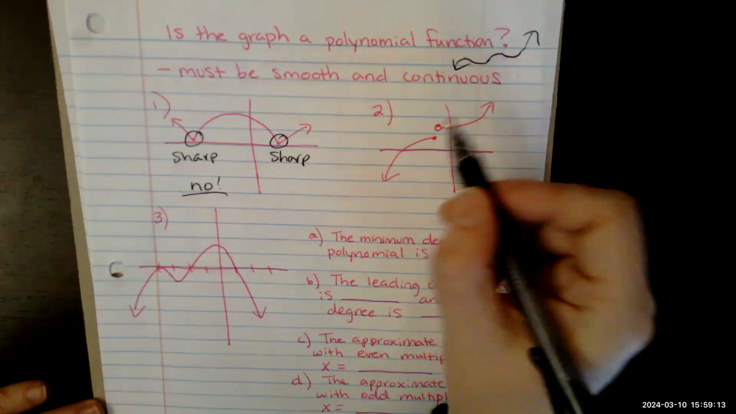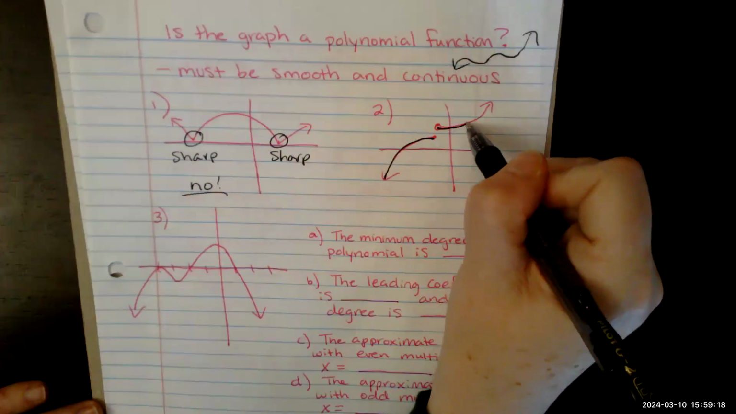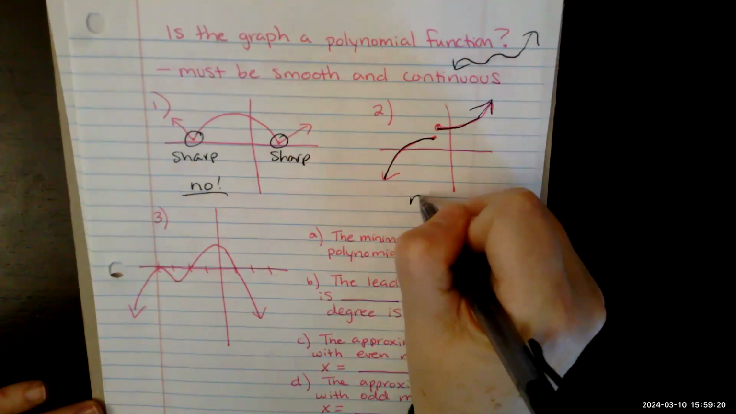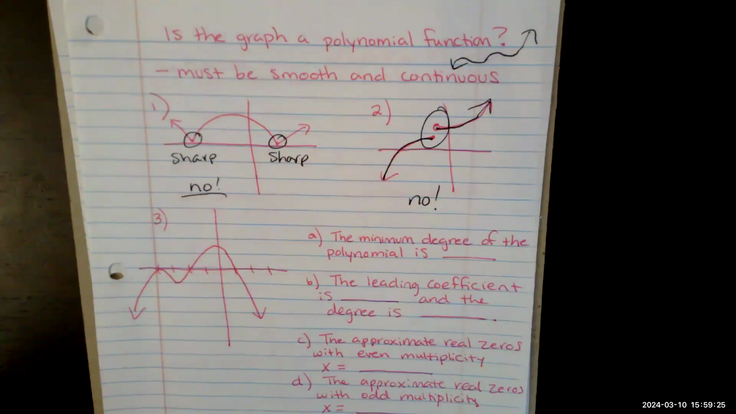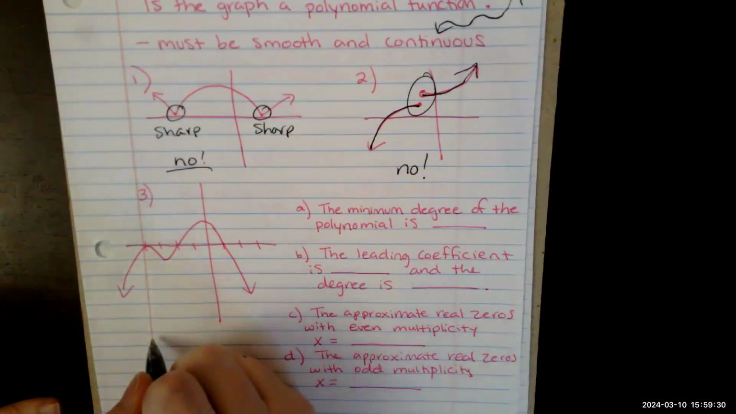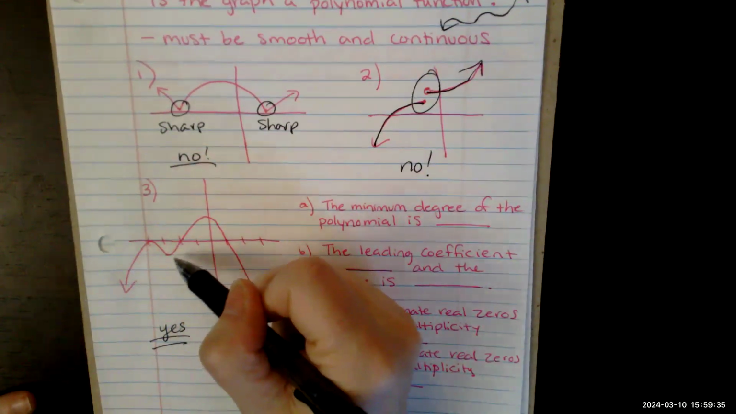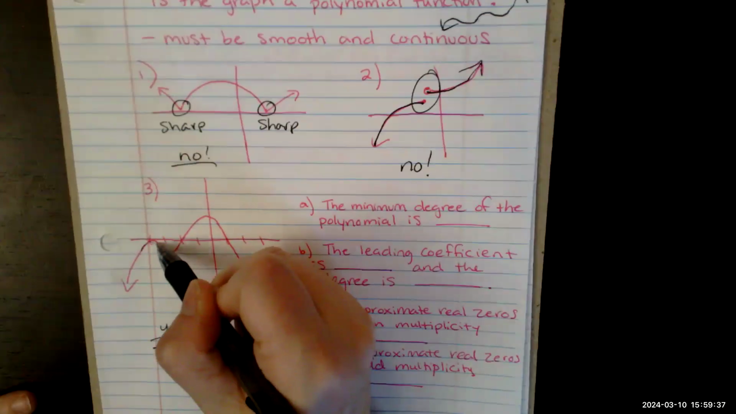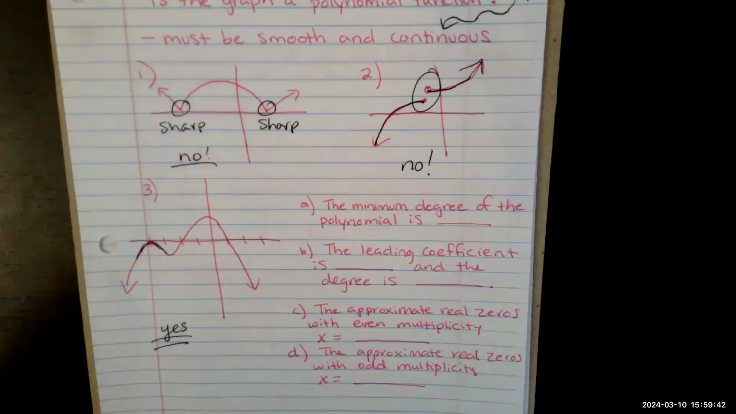This one has no sharp points, but do you see that it's not continuous because I would have to pick up my pencil in the middle? So this one is also a no because of this. So 3 is the only one of these so far that is a yes. It is a polynomial function because it's smooth, because this is not a sharp point, it's just a rounded edge, and it's continuous. So how do we get the minimum degree of the polynomial?